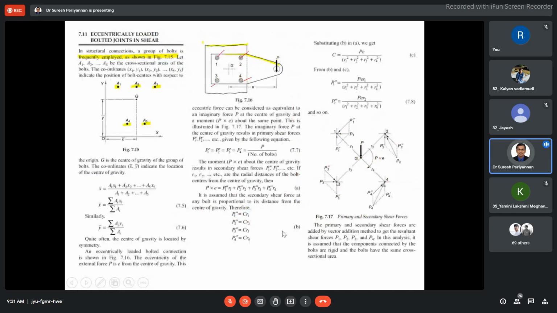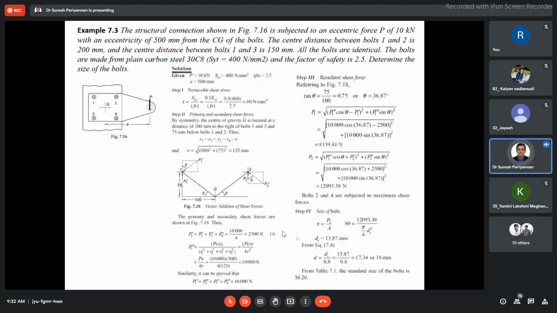Sure. I will try to complete threads in the next class. After the next class, we are going to have power screws. There is another one, eccentrically loaded bolt joints in shear, and one more: eccentrically loaded bolts and nuts in the perpendicular axis, that is, the eccentric load perpendicular to the axis of the bolt and nut. There are 2 to 3 cases. These 3 cases we will discuss in the next class tomorrow.